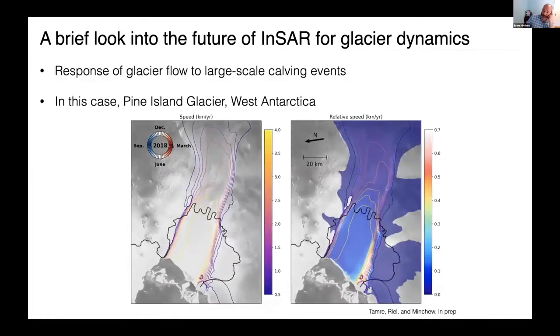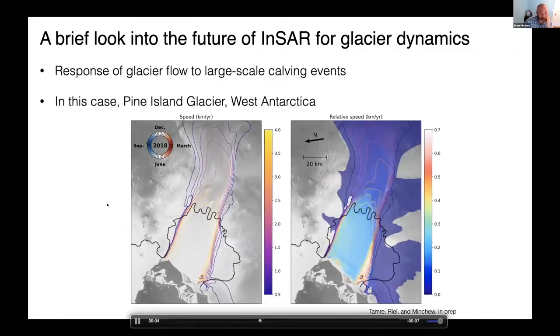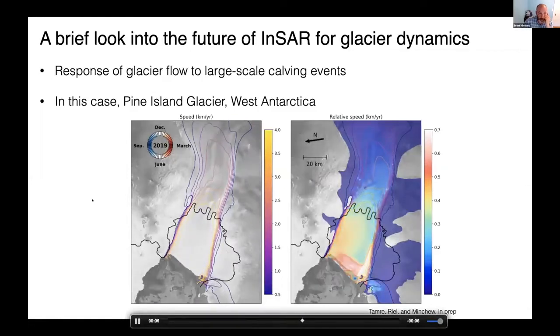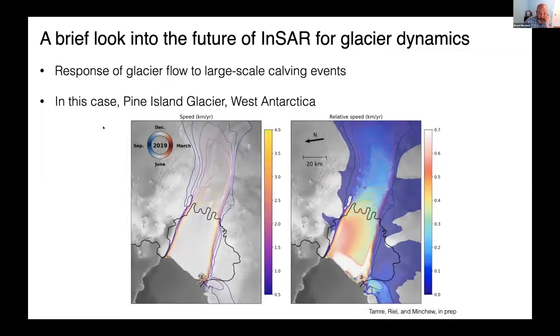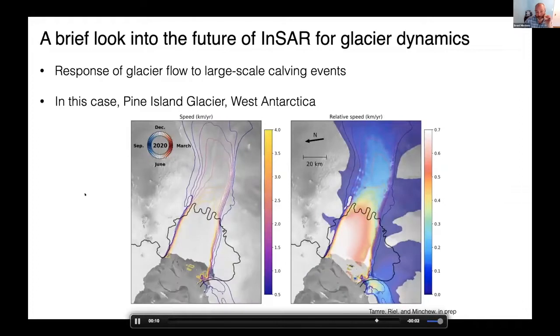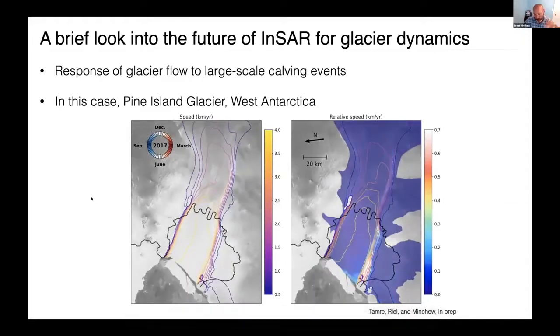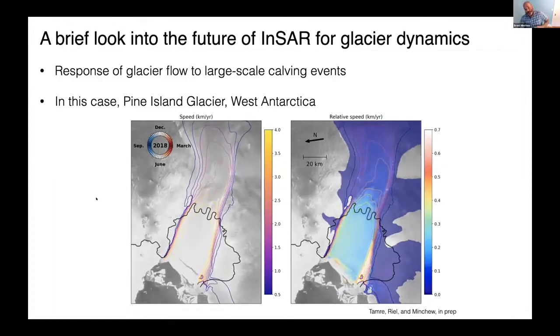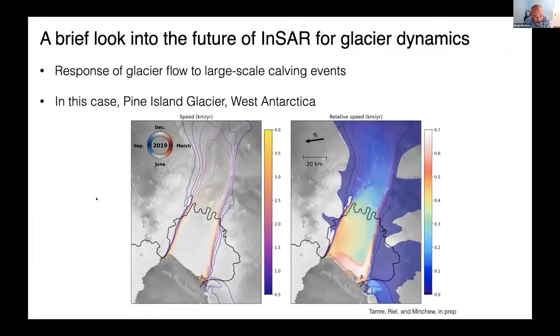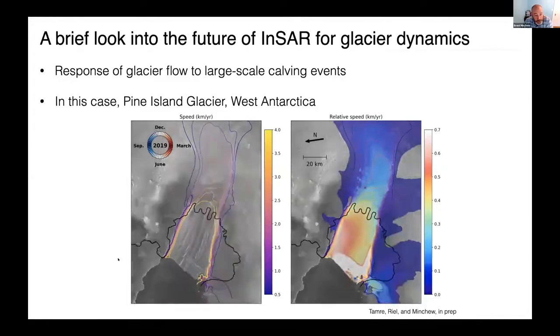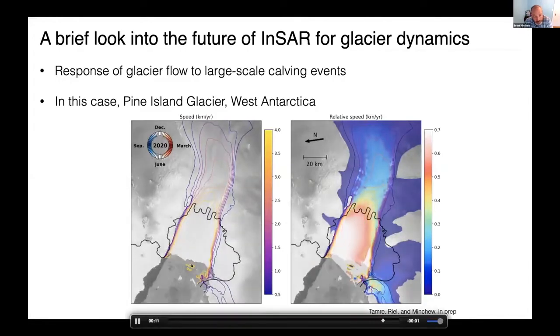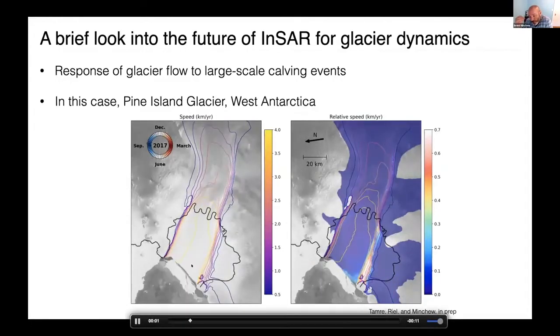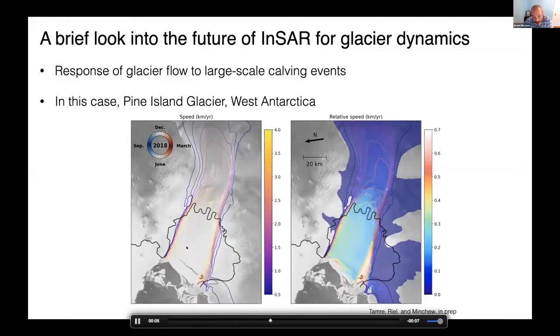And a final example of this, because I love movies, and hopefully you all like movies as well. This is some new stuff that we're doing, still working on in prep. We're looking at the response of, this is Pine Island Glacier, so a major outlet glacier in West Antarctica that is one of the major sources of sea level rise from the Antarctic continent. So here we're interested in how the flow of Pine Island Glacier changes in response to the ongoing disintegration of its floating ice shelf.